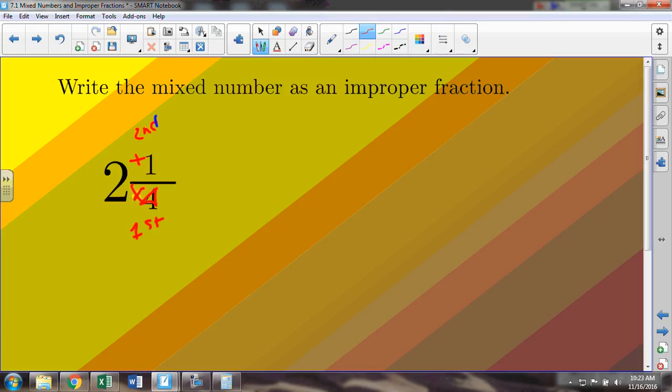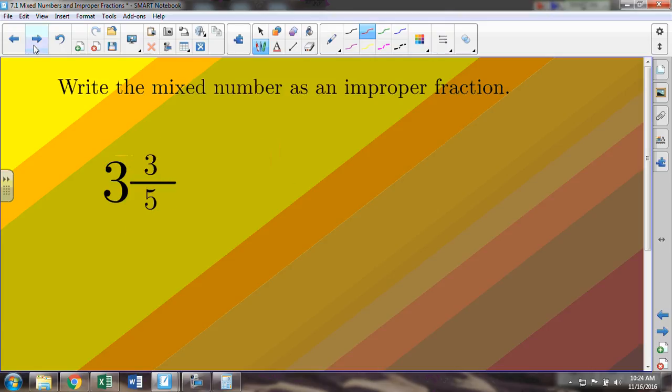What's 4 multiplied by 2? That's 8. 8 added to 1, that's 9. That's your numerator. The denominator stays the same. Done. Just 2 pieces. Quick multiply, then add.